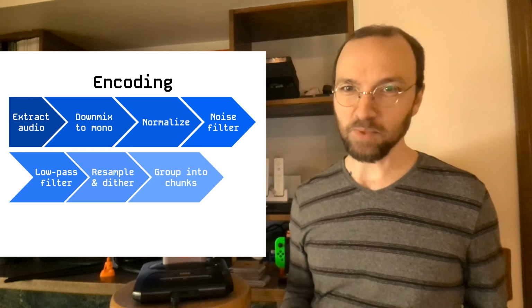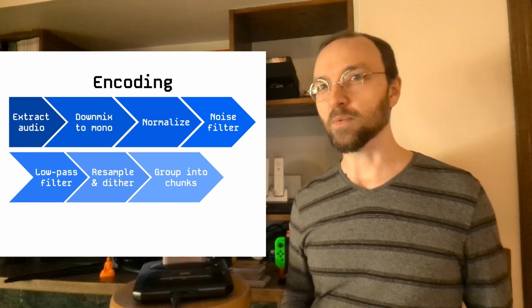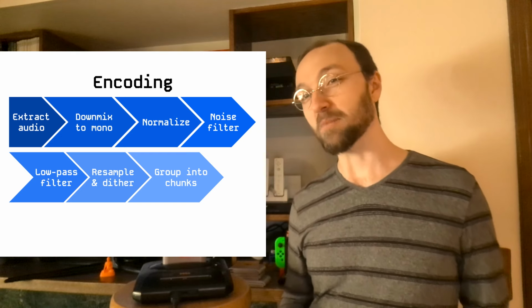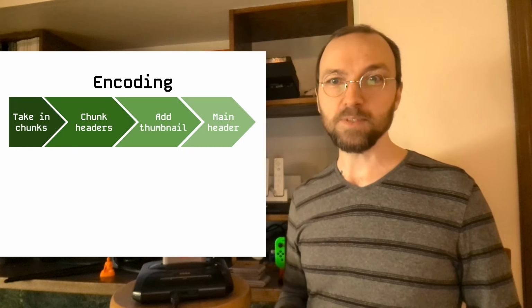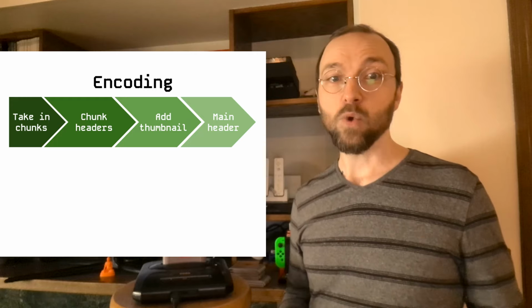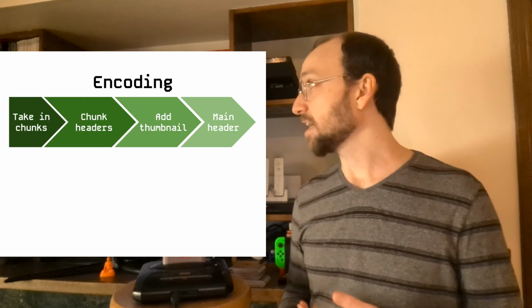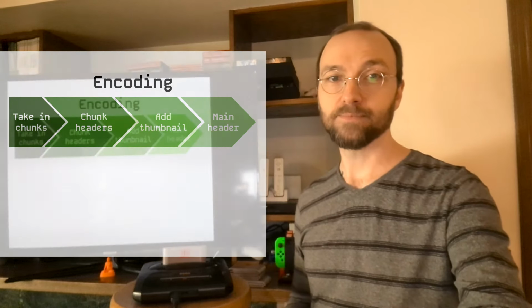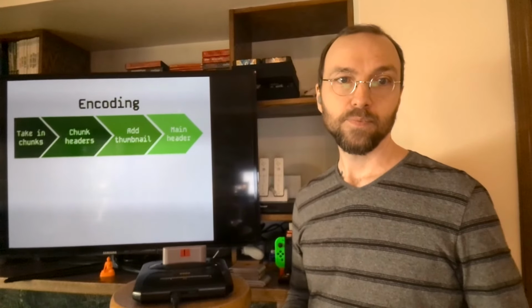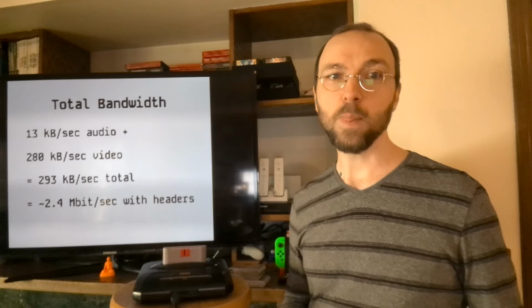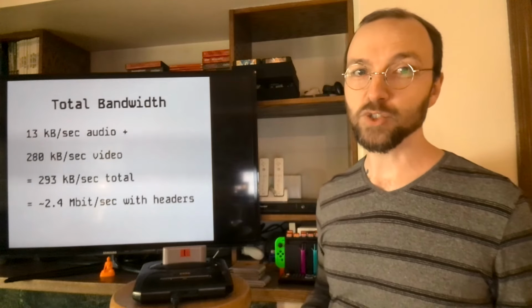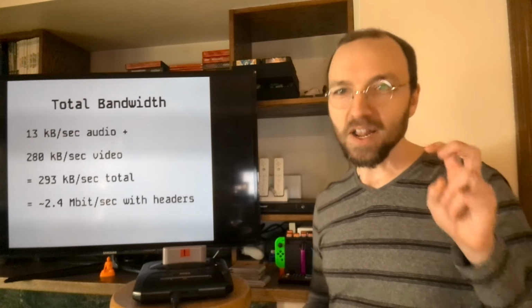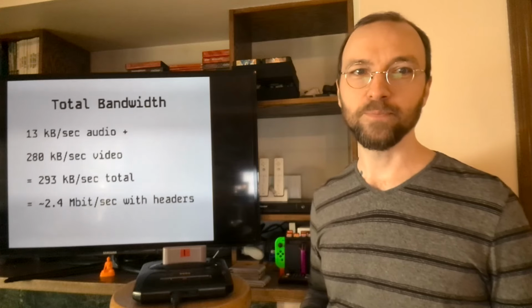I wish I could say it was completely free of those, but when you start with content that's not really made for the system, you get what you get. The final steps of the process are all in Python, where we add chunk headers, a thumbnail image, and overall metadata. The total bandwidth for this format works out to 2.4 megabits per second, regardless of the actual content. So there's no content-aware encoding for this platform.